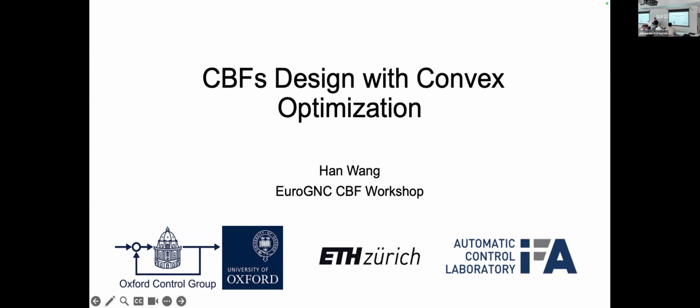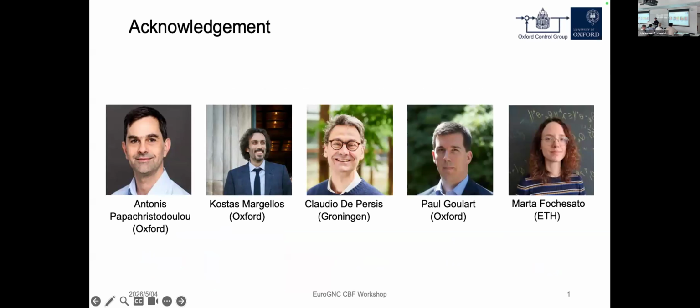Barrier function design with convex optimization. I personally prefer to think about the problem from a control perspective, where we care about formal verification and formal guarantees. In this talk, I will tell you how we can design barrier functions with guarantees. Before the talk, I want to acknowledge these people.